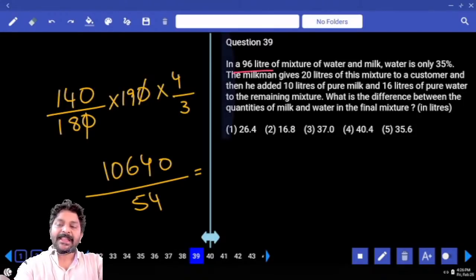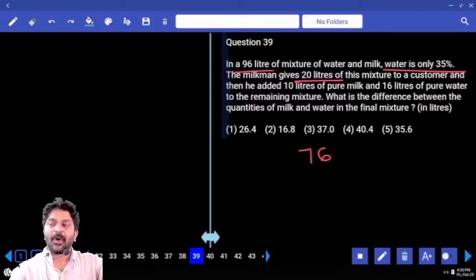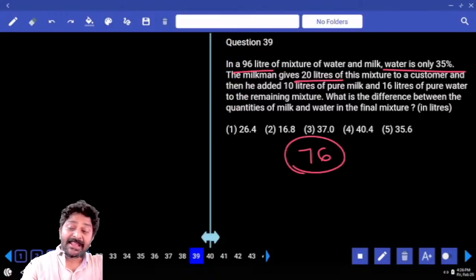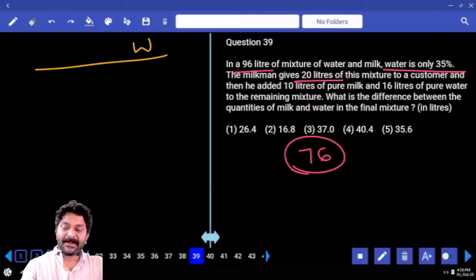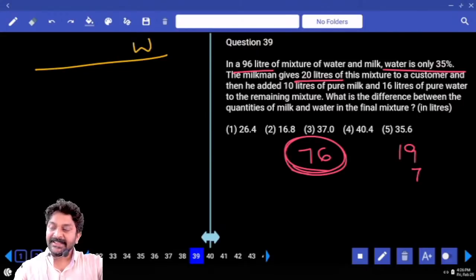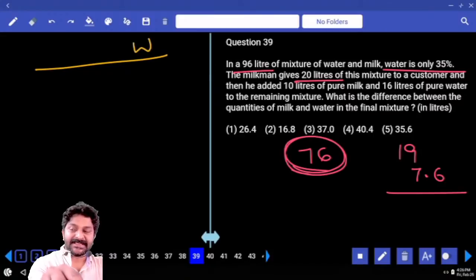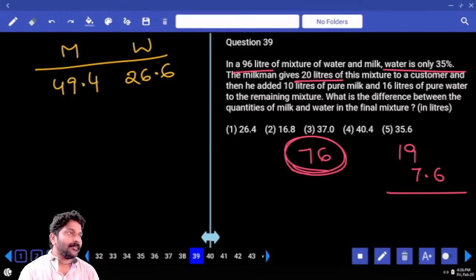Okay. Out of 96 liters, if 20 liters is taken away, how much quantity do we have left? 76. In the initial container, water is 35% only. Even in the remaining container of 76 liters, water must be 35% only. What is 25%? 1/4. Half and half. 19. 10%? 7.6. Then 35% is equal to 26.6. Then milk must be equal to the remaining, which is 49.4. Understood? Come on, next, continue.